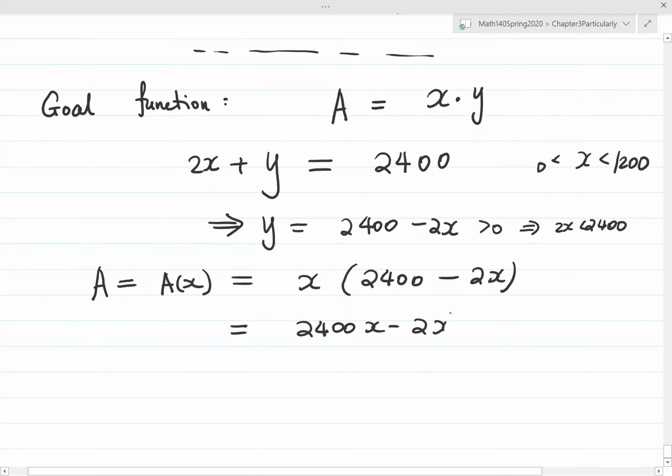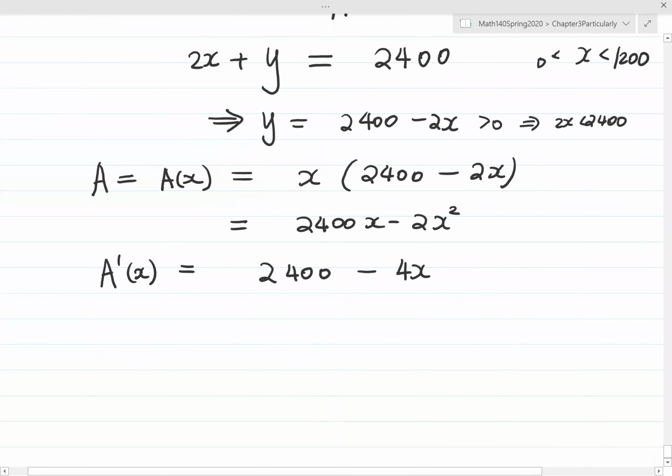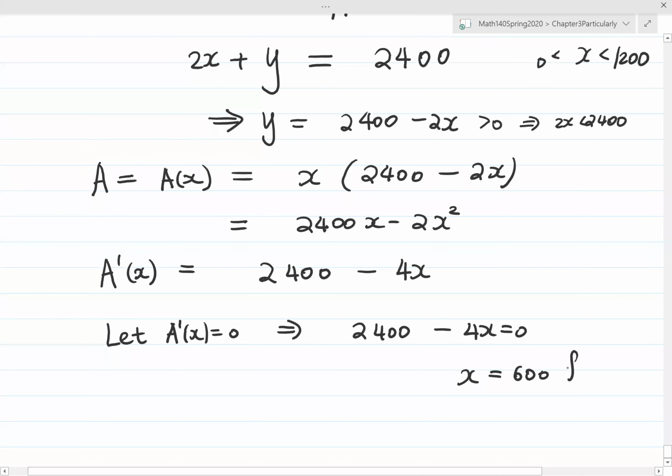So this is 2,400x minus 2x squared. Then we differentiate. A prime of x, using differentiation rules: 2,400x gives 2,400, and 2x squared gives 4x. Let A prime of x be 0. Then we get 2,400 minus 4x is 0. It's very easy to solve for x: x is 600. The unit is feet.